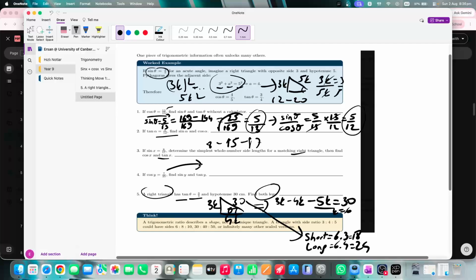If cosine value is 7 over 25, find sine value. Again, if I know the cosine value, then cosine squared theta plus sine squared theta is 1, which means 7 over 25 squared plus sine squared is 1.